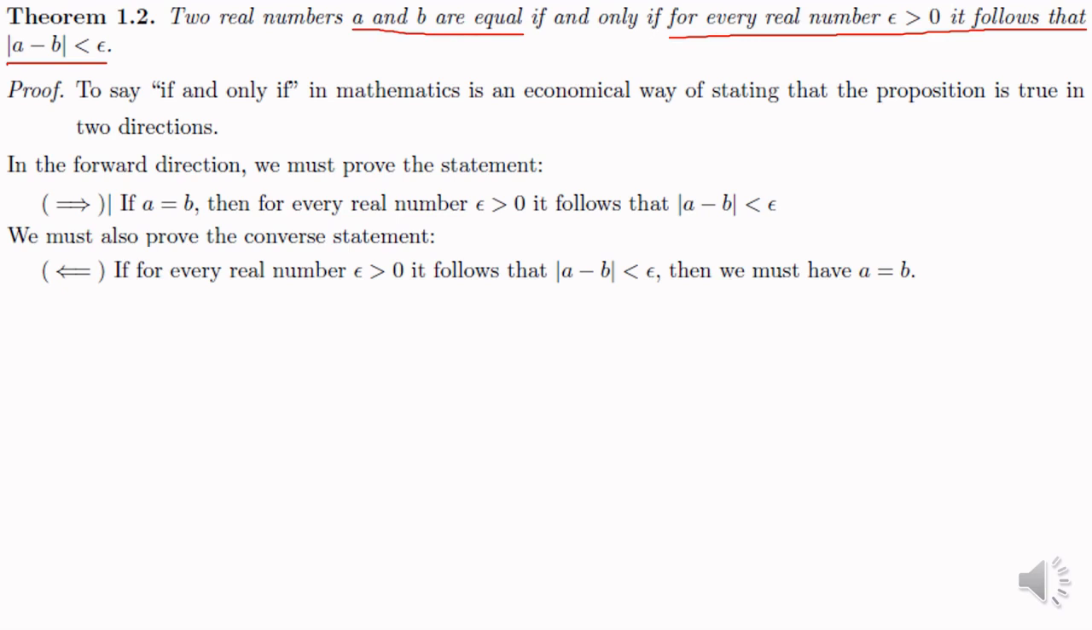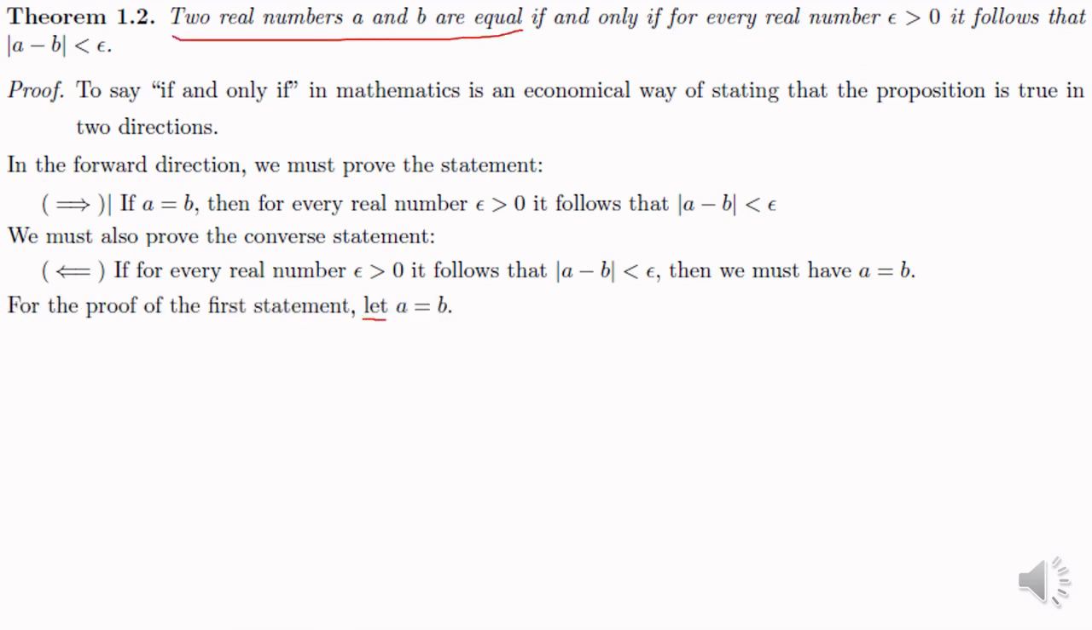First, we shall see the proof in the forward direction. In the forward direction, we have to assume that the two real numbers A and B are equal. That means we will be assuming that A equal to B. So let A equal to B. Now if A equal to B, we know that A minus B is equal to 0, and so modulus of A minus B equal to 0. Now modulus of A minus B equal to 0 means that modulus of A minus B will be less than epsilon, where epsilon is any number greater than 0.